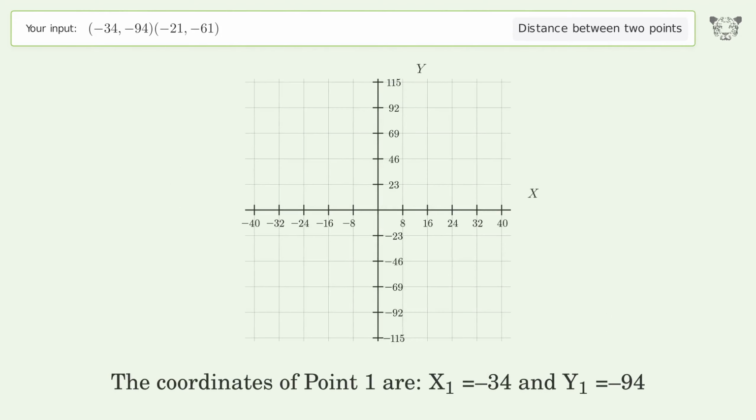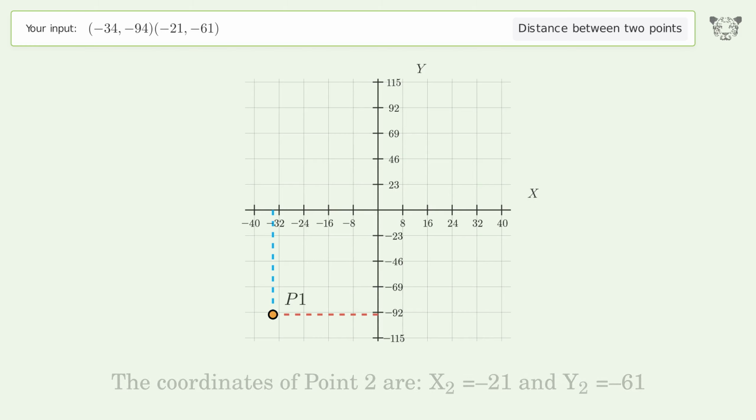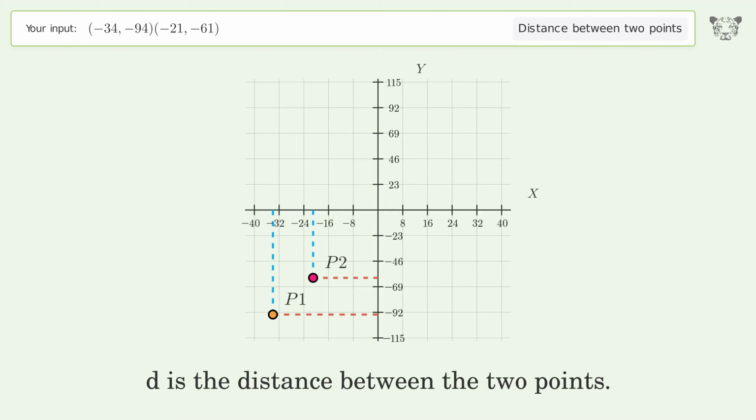The coordinates of point 1 are, x1 equals -34 and y1 equals -94. The coordinates of point 2 are, x2 equals -21 and y2 equals -61. D is the distance between the 2 points.